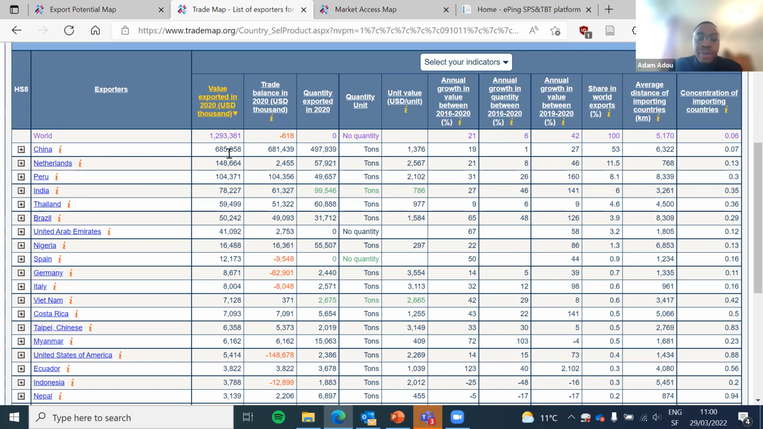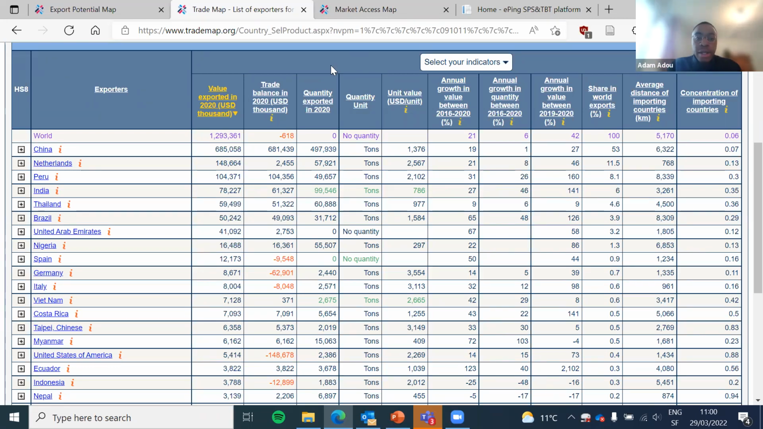You will see then the trade balance. As we said, when it's red, it means that, for instance, Spain is a net importer of ginger. It means that Spain imports more ginger than it actually exports. And when it's blue, you're a net exporter of ginger. It means that Thailand is a net exporter of ginger, so it's exporting more ginger than it's importing.